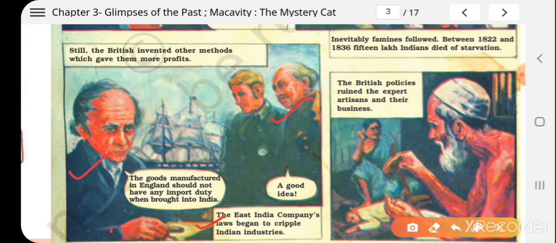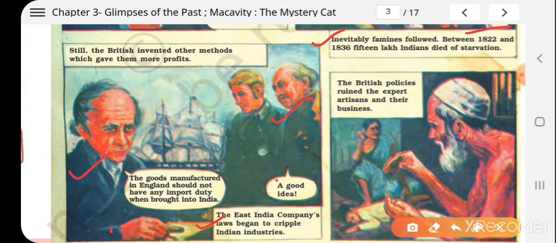अब जो सिचुएशन थी, जो कंडीशन थी उस टाइम की, वो बिल्कुल मिजरेबल हो चुकी थी. उसके बाद में क्या होता है, now they were snatching fields, crops, and they were forcing taxes on the farmers and the people of India. So what will happen, inevitably famines, means भुखमरी आ जाएगी.